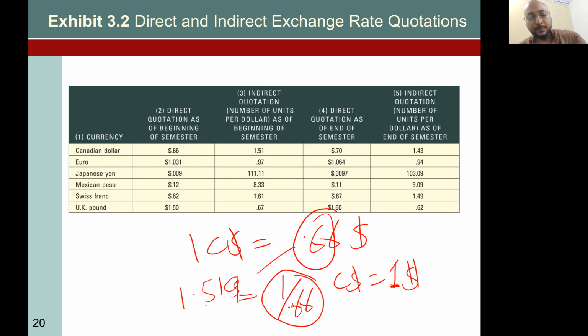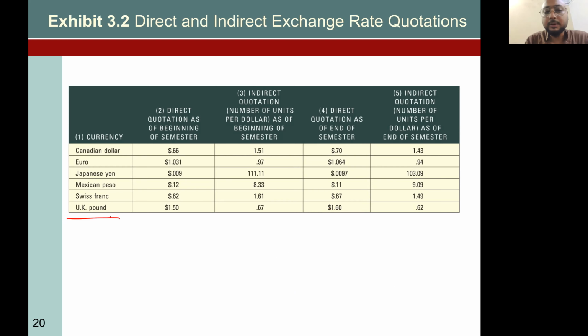Similarly, let me do one more. The last one, UK pound. So this is given the direct quotation, dollars. So 1 pound is equal to $1.50. Can you convert it into indirect?